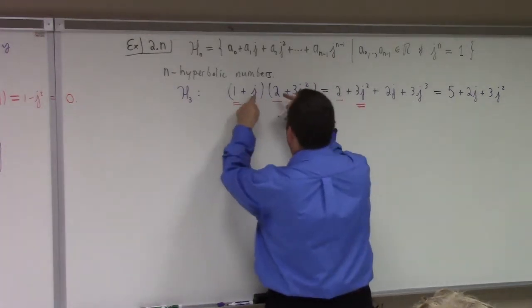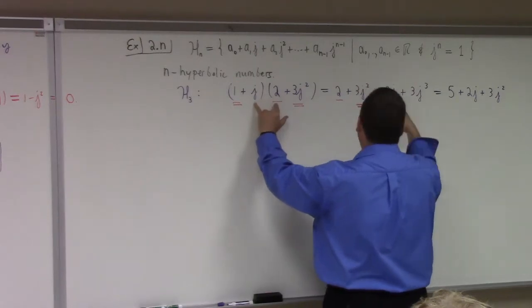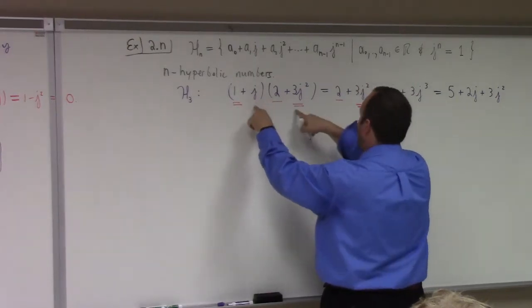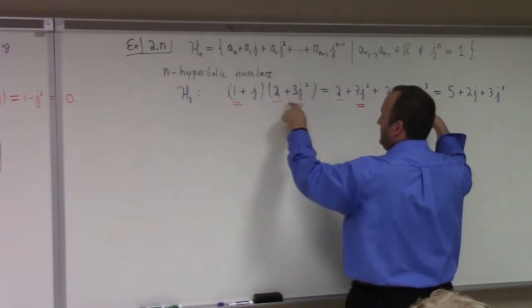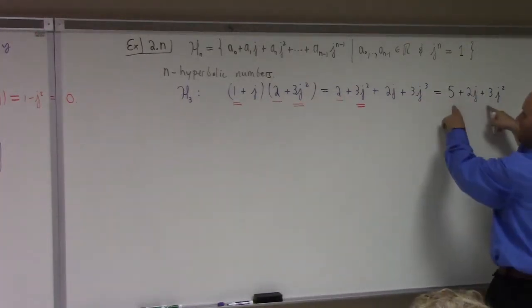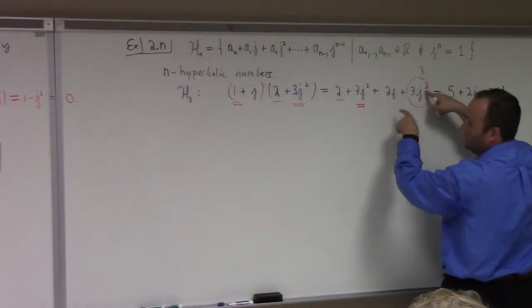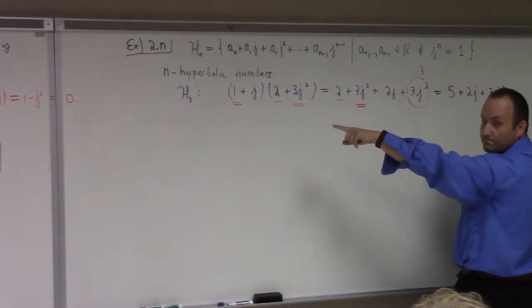So here I commute the 2 and the j. So j2 is 2j. And then 3j times 3j squared is 3j cubed. Okay, so then how did you get to the next one? So here, this is just 3 because j cubed is 1 in H3.